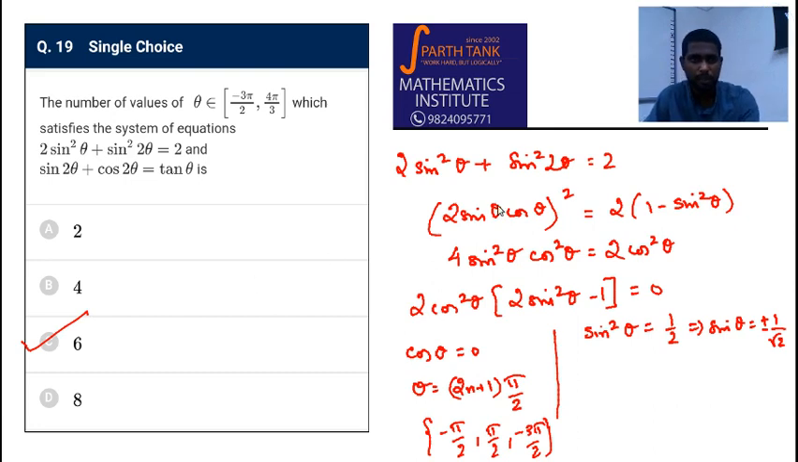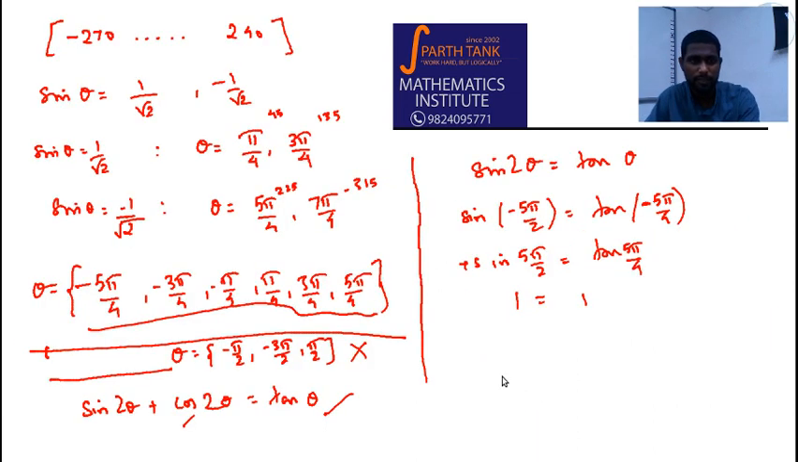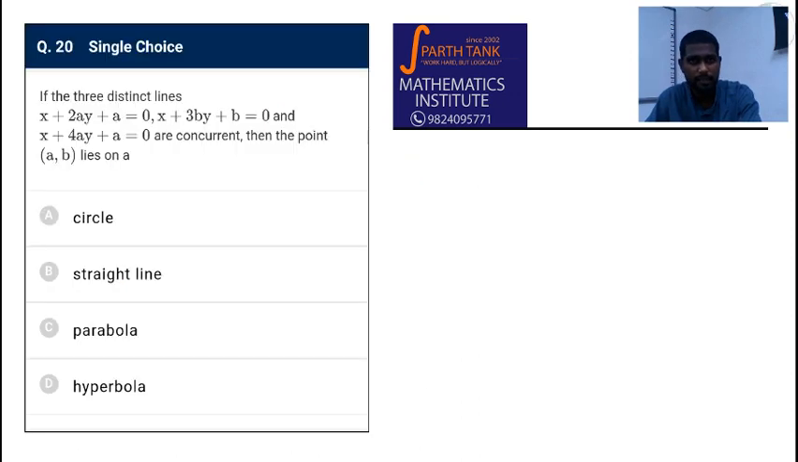Very simple: only solve the first equation and find the 9 values, then show that these 3 are not allowed, whereas these 6 are valid solutions, and therefore the answer is 6.